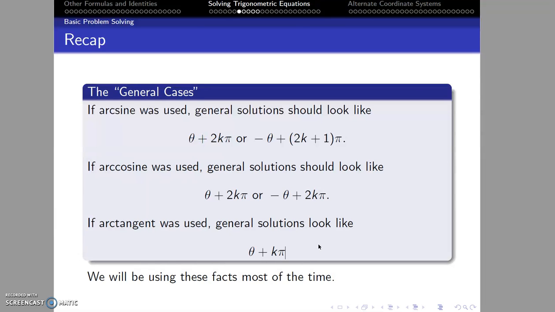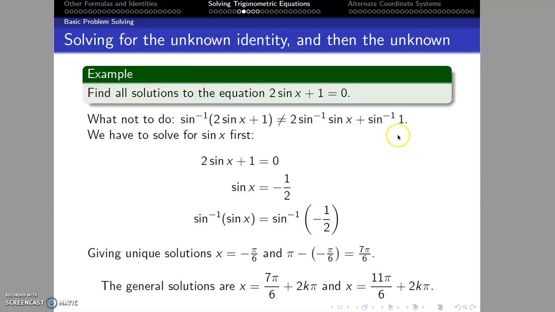Hold on to this, it's going to come up for pretty much the rest of this unit, or at least until we get to alternate coordinate systems towards the end. These are facts that we just got to hold on to. I digress. It's not going to be enough. Let me show you what I mean.